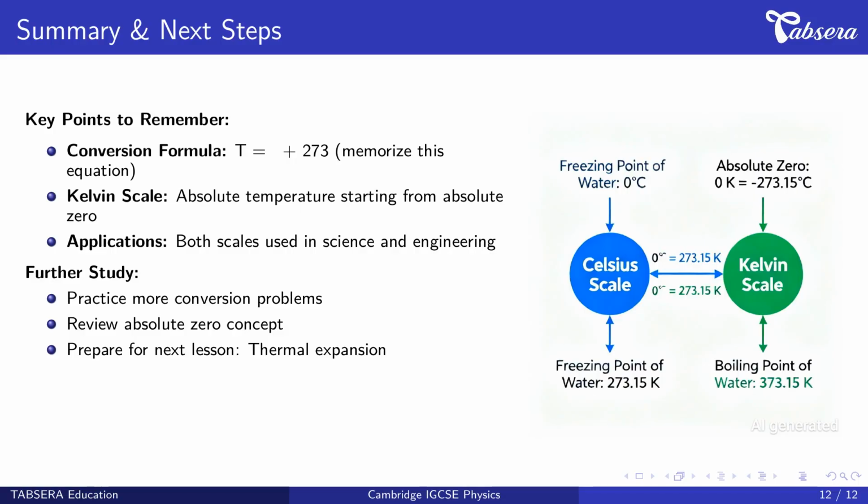Let's summarize today's lesson. The key points to remember are: first, the conversion formula T equals theta plus 273, where T is temperature in Kelvin and theta is temperature in degrees Celsius. Memorize this equation as it's fundamental for Cambridge IGCSE physics calculations. Second, the Kelvin scale measures absolute temperature, starting from absolute zero, the lowest possible temperature, where molecular motion theoretically stops. This makes Kelvin essential for scientific calculations involving thermal energy and gas laws.